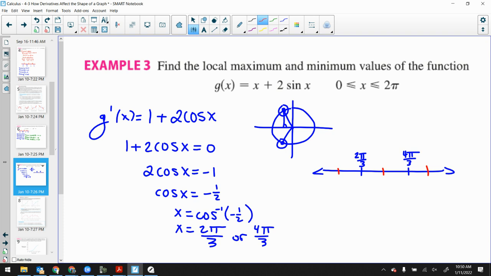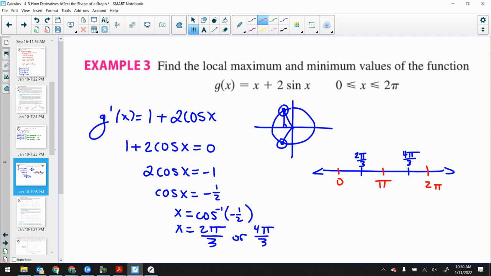Now, you know what I'm going to do? I'm going to pick nice, easy points. I'm going to pick 0. I'm going to pick 2 pi. And then let's pick something in between. Pi. Those are numbers that you can easily run. But honestly, I could pick anything in between there, right?